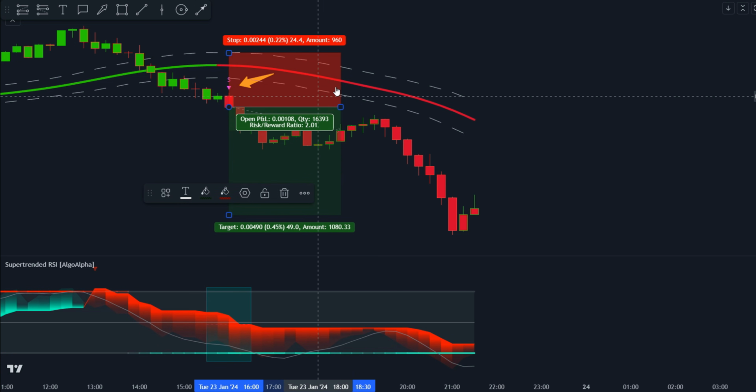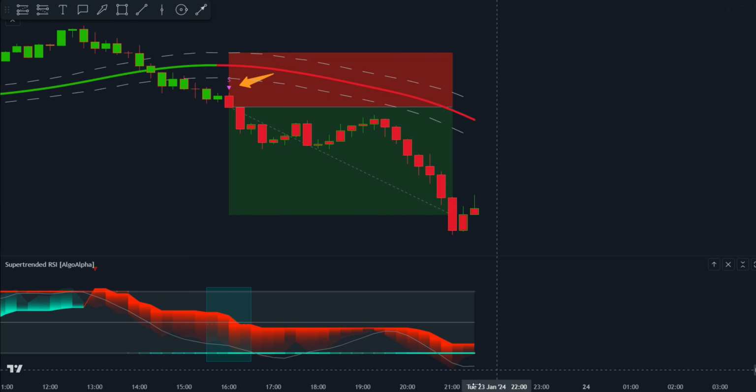We'll now show some trade examples to illustrate how the trend signals indicator and confirmation tool work together.